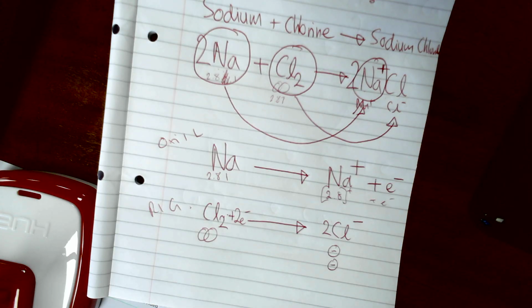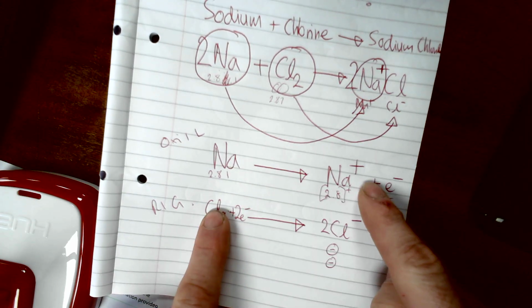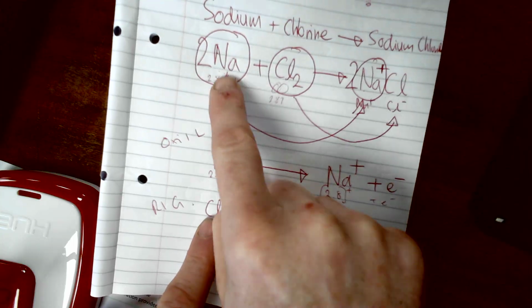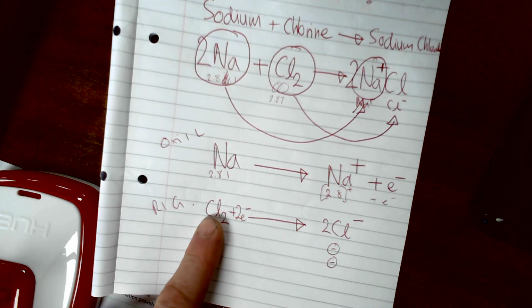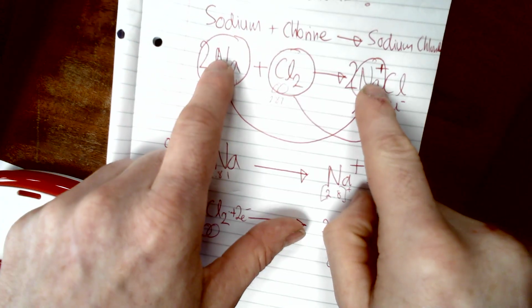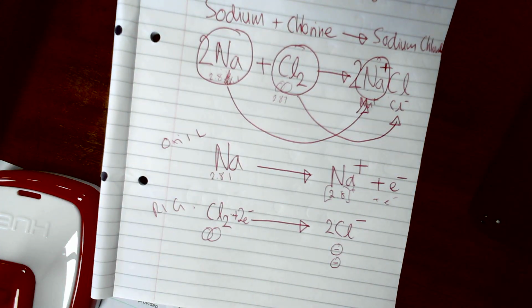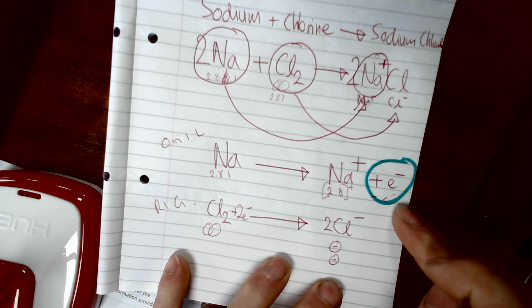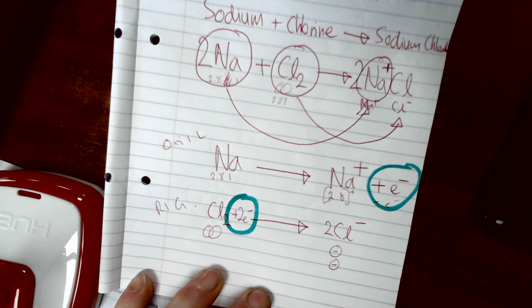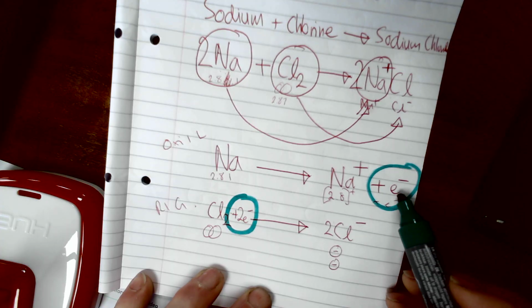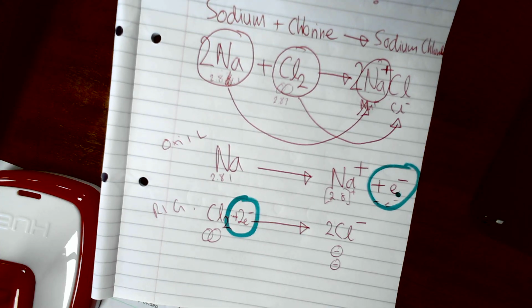So, what have we learned so far today? We have learned there are things called half equations, which tell the story of an element in terms of its electrons, and we can balance these half equations by putting electrons either on the right-hand side or on the left-hand side. This is loss of electrons, this is gain of electrons.